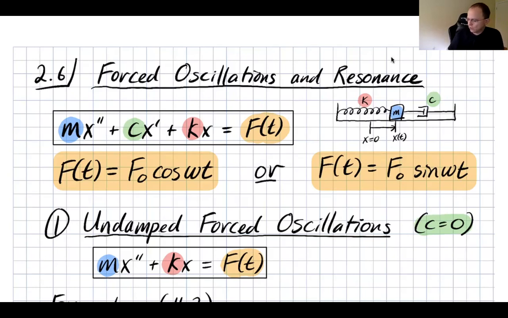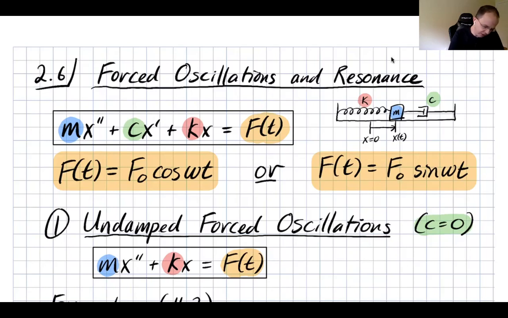Okay, so let's talk about this. In this section, we're going to be looking at undamped forced oscillations, and then later on we'll be looking at damped forced oscillations. Okay, so let me read this. This is on page 165 in the book. It says, in practice, a mechanical system with very little damping can be destroyed by resonance vibrations.